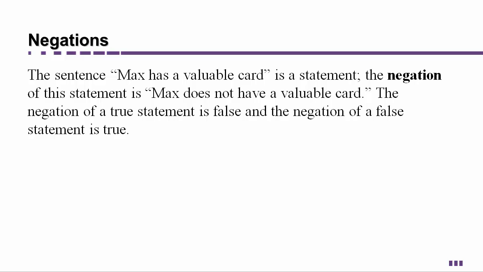Be careful, because the negation would not be Max has a worthless card, right? Or has a card that isn't valuable. That's not really the negation of this. When you negate something, you're negating the verb. You're not normally negating the adjective, right? Valuable describes what kind of card it is. The opposite of valuable is not worthless, because there's an entire spectrum of value, right? It can be really valuable down to worthless. It could be somewhere in between. So you can't negate it by just picking another adjective.